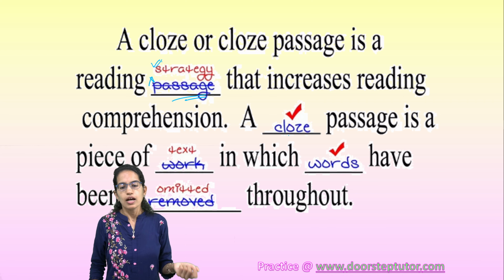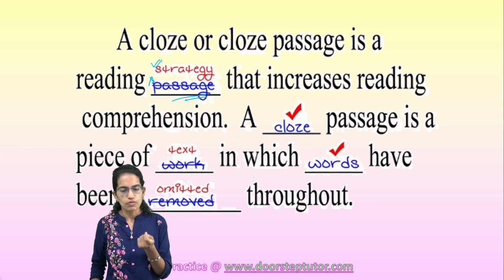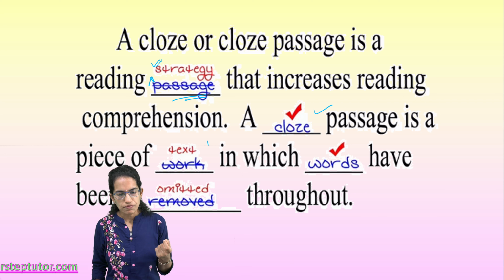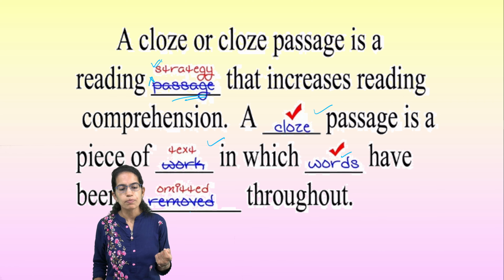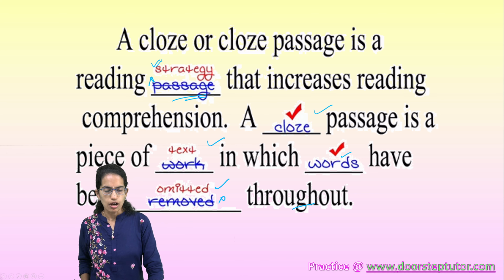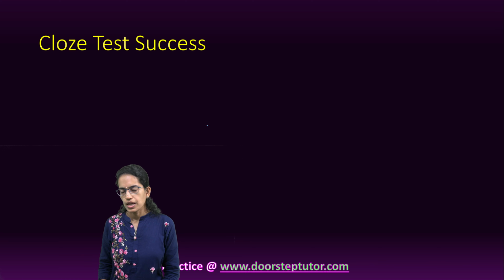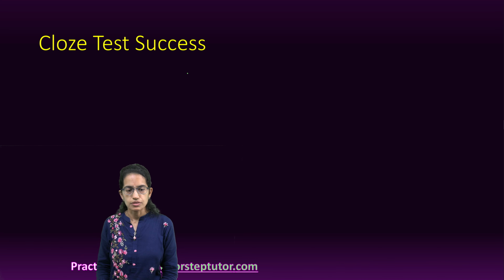For example, a dash passage is a piece of dash in which dash have been dashed throughout. So a cloze passage is a piece of text where words have been, rather than removed, we can say omitted, throughout. And this is how we would fill in the blanks. So what is the basis through which we identify the success levels of this?